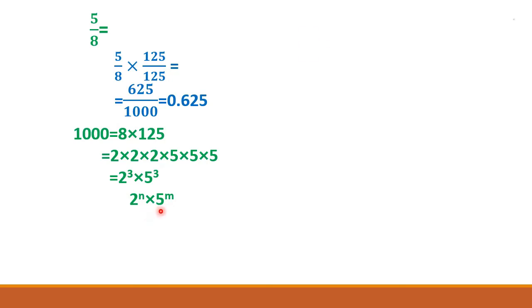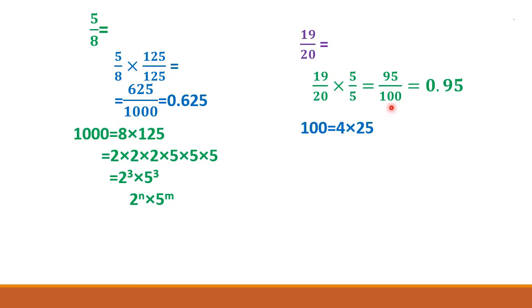Next one is 19 by 20. Here 19 by 20 can be written as 19 by 20 into 5 by 5 is equal to 95 by 100 is equal to 0.95. Here the denominator 100 can be written as 4 into 25. Here 4 can be written as 2 into 2 is equal to 2 square, and 25 can be written as 5 into 5 is equal to 5 square. So 95 by 2 square into 5 square. The result is again a terminating decimal. So again the denominator is represented as 2 raised to n into 5 raised to m.